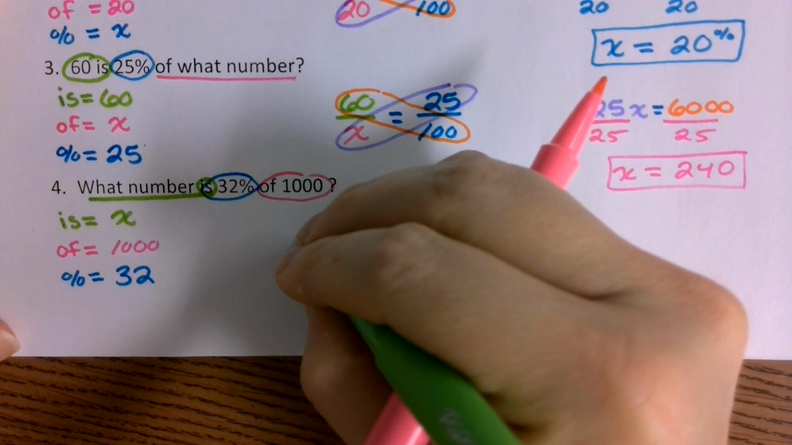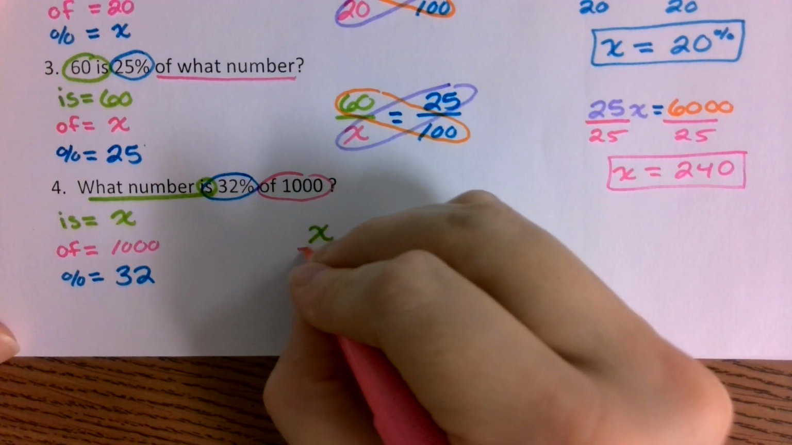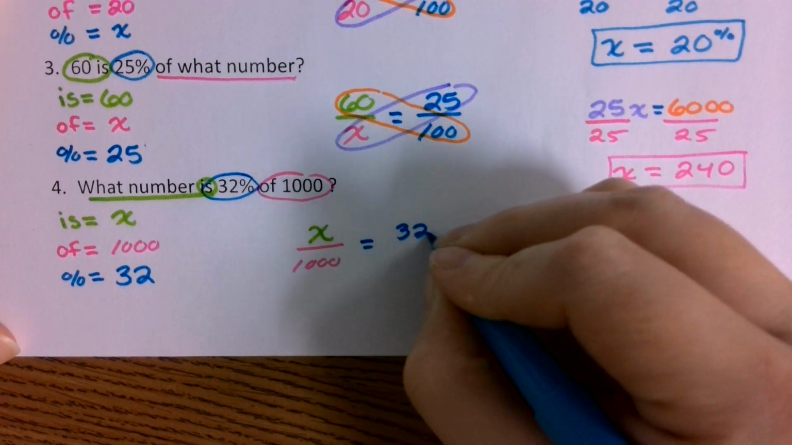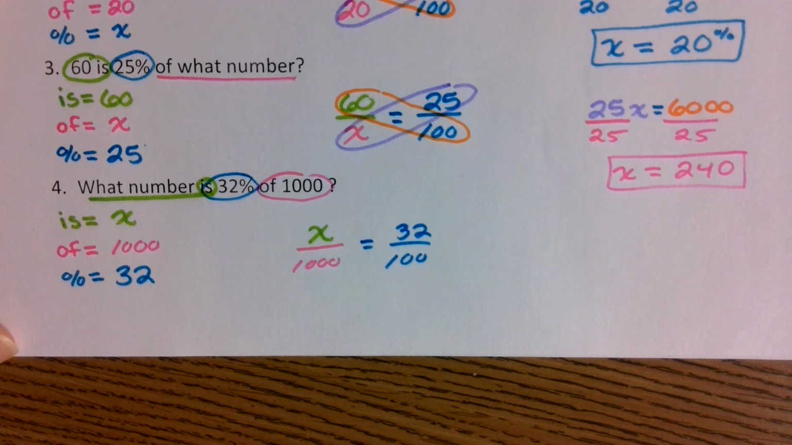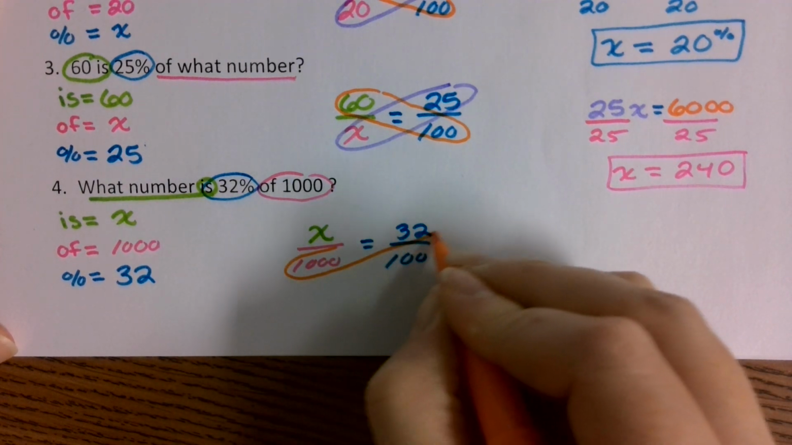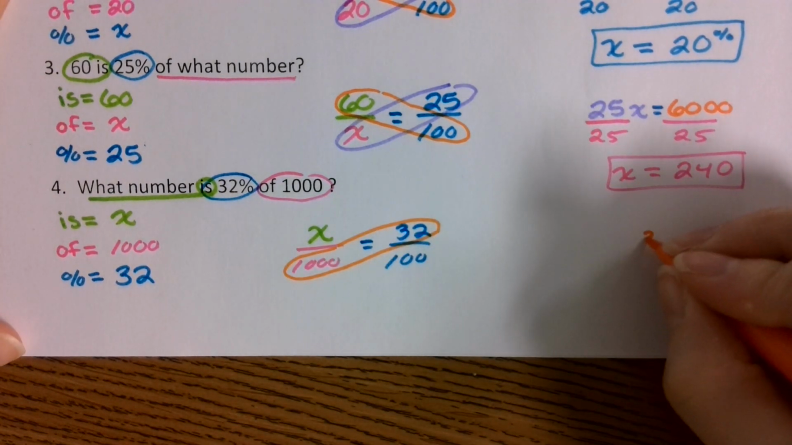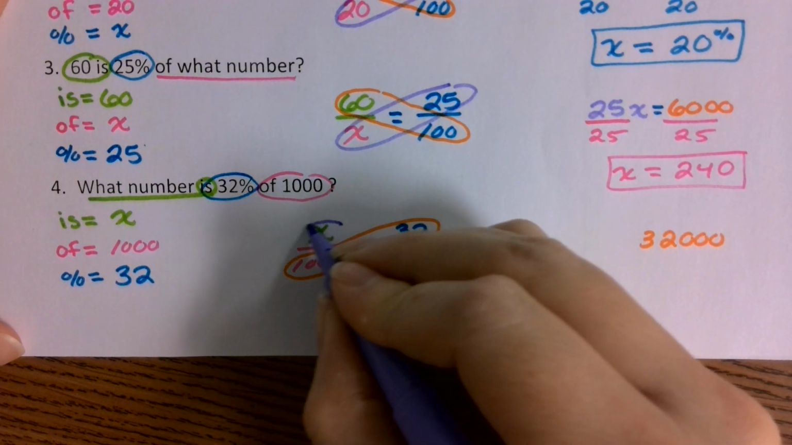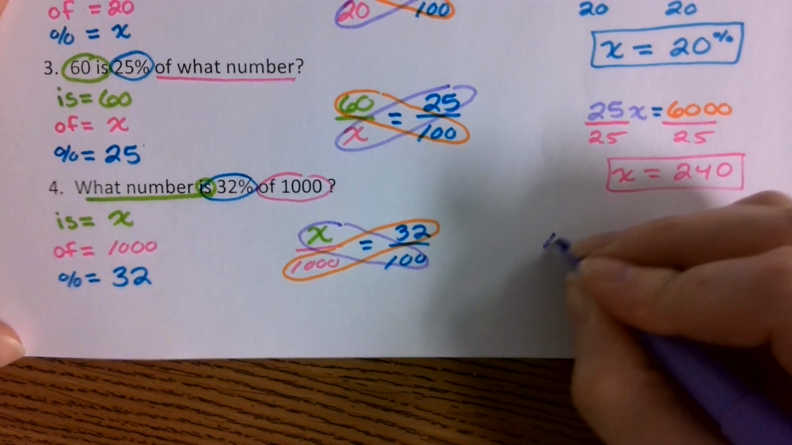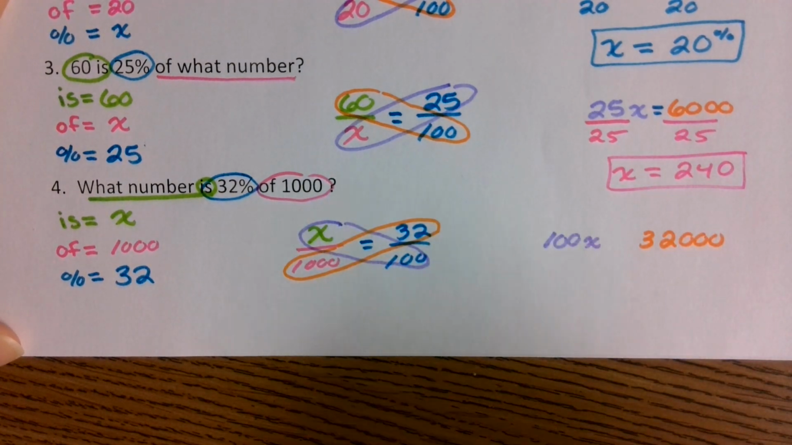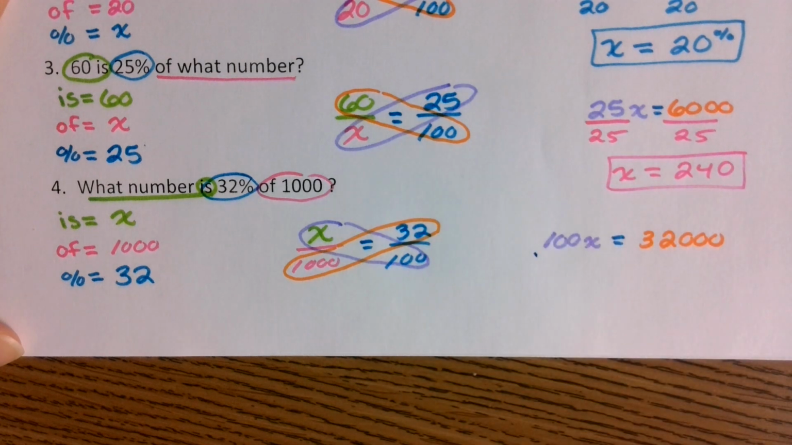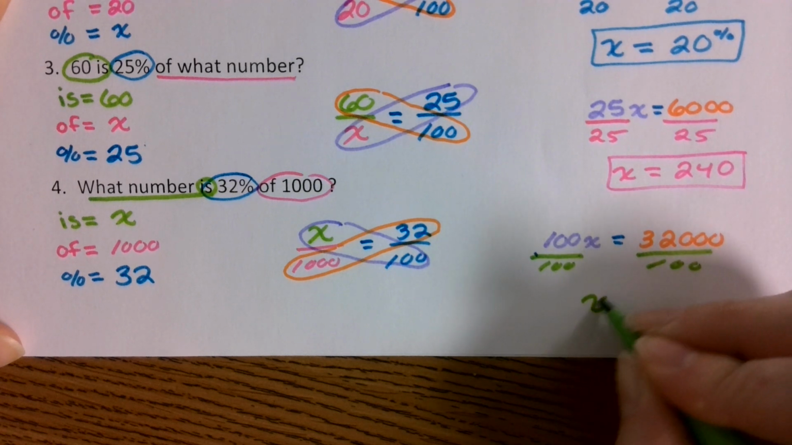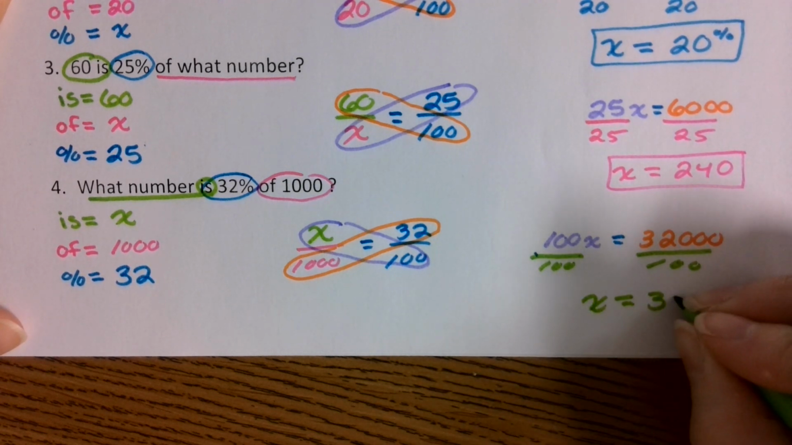All right, when we set it up, we're going to have x over 1,000 equals 32 over 100. And then we do our cross product. We're going to do 1,000 times 32. That gives us 32,000. Then we're going to multiply x times 100, and that gives us 100x. And then we just divide. So we'll divide both sides by 100. Very good. And we'll get x is equal to 320.